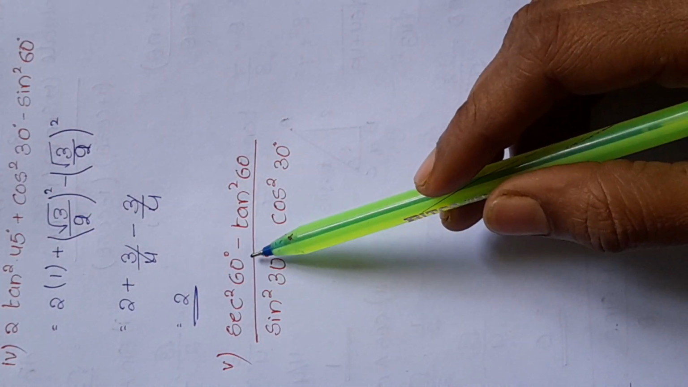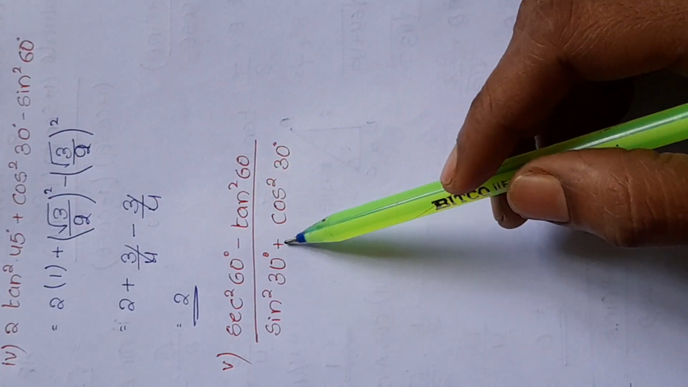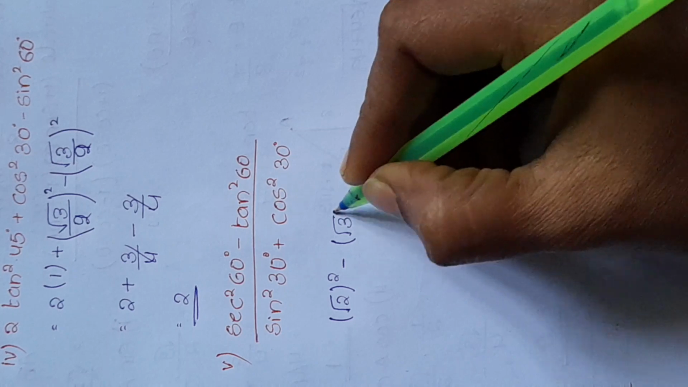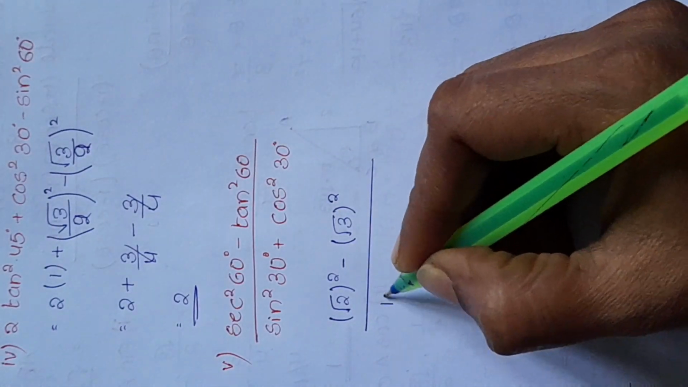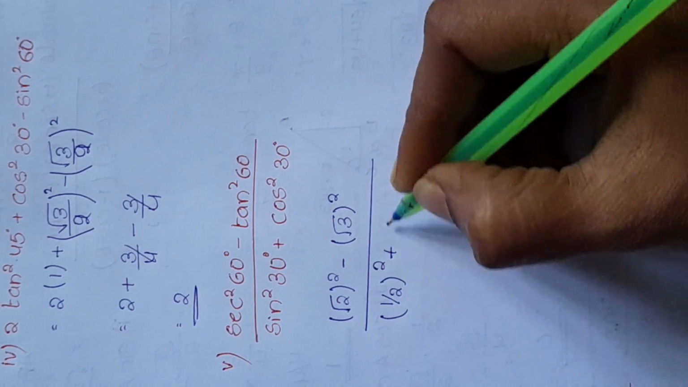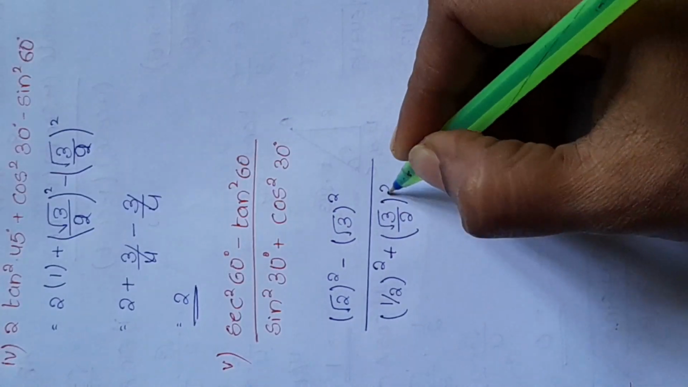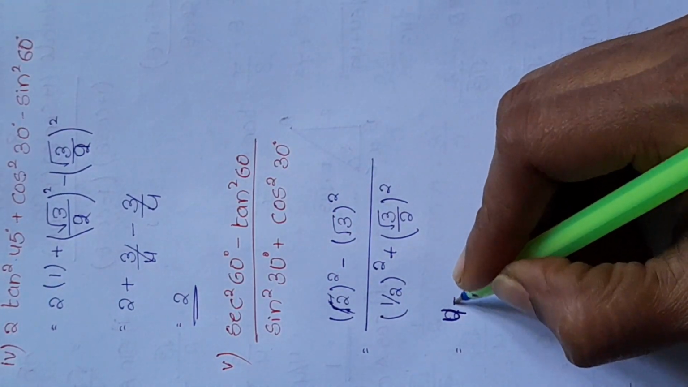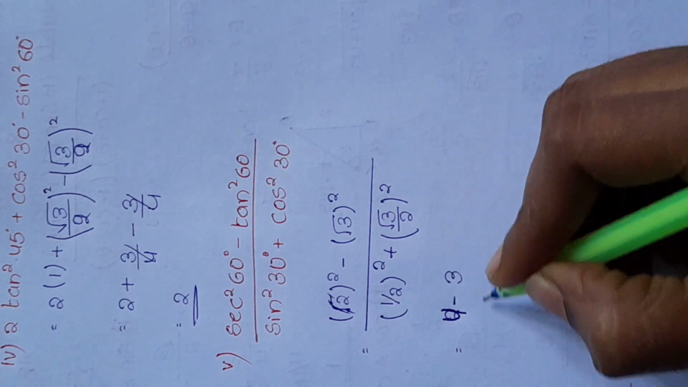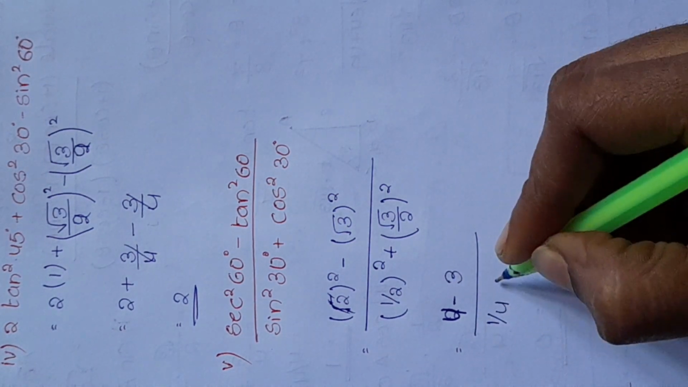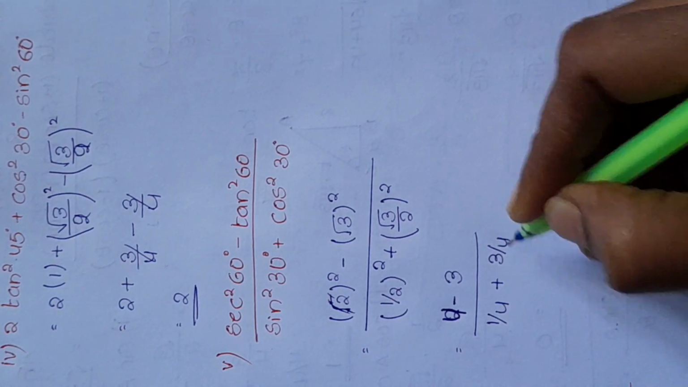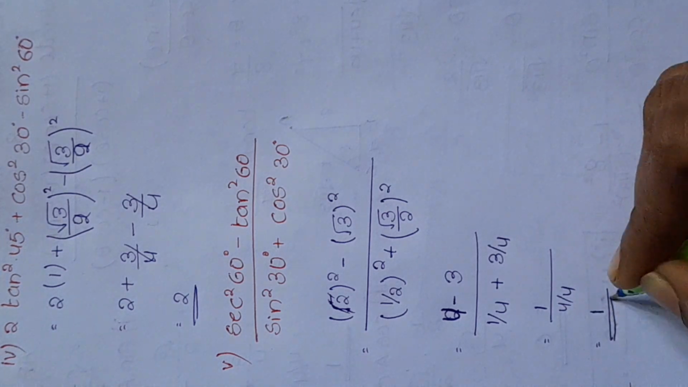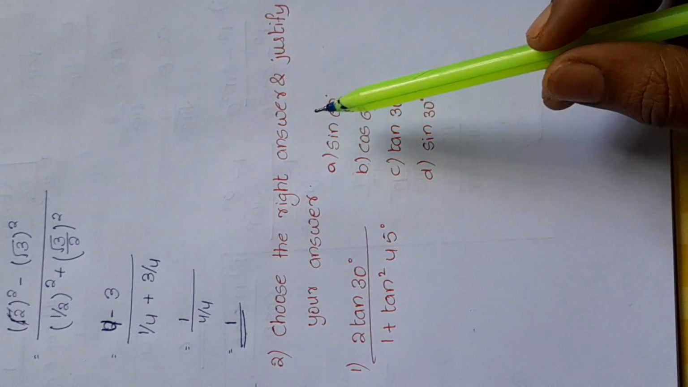Fifth one is secant square 60 degrees minus tan square 60 degrees by sin square 30 plus cos square 30 degrees. Tan 60 value is root 3. So substitute this. Root 3 whole square by sin 30 value is 1 by 2 whole square plus cos 30 is root 3 by 2 whole square. Sorry, secant 60 degrees value is 2. This becomes 4 minus root 3 whole square is 3 by 1 by 2 whole square becomes 1 by 4 plus root 3 by 2 whole square becomes 3 by 4. That is the numerator becomes 1. The denominator is 4 by 4. The value is 1.